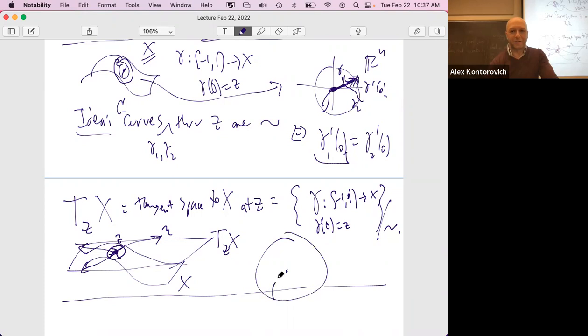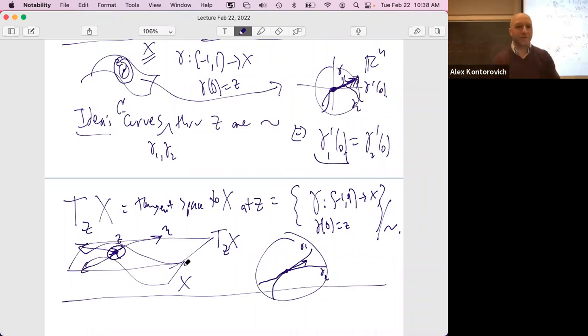If I have one curve that does that and another curve that does that, those are different curves, gamma 1 and gamma 2. But right around 0, hopefully the way I've drawn it, they both have exactly the same derivative. And what we care about is that derivative. That's what a tangent vector in the tangent space at z is.